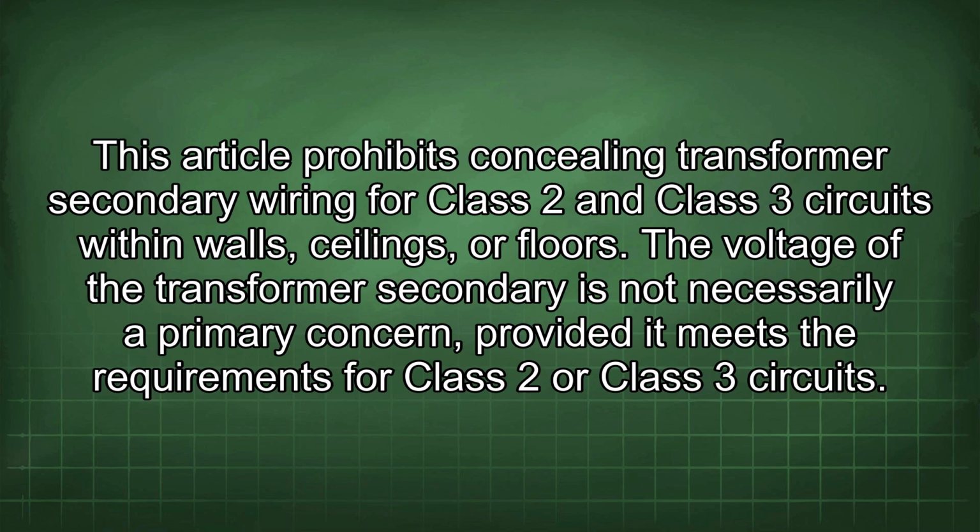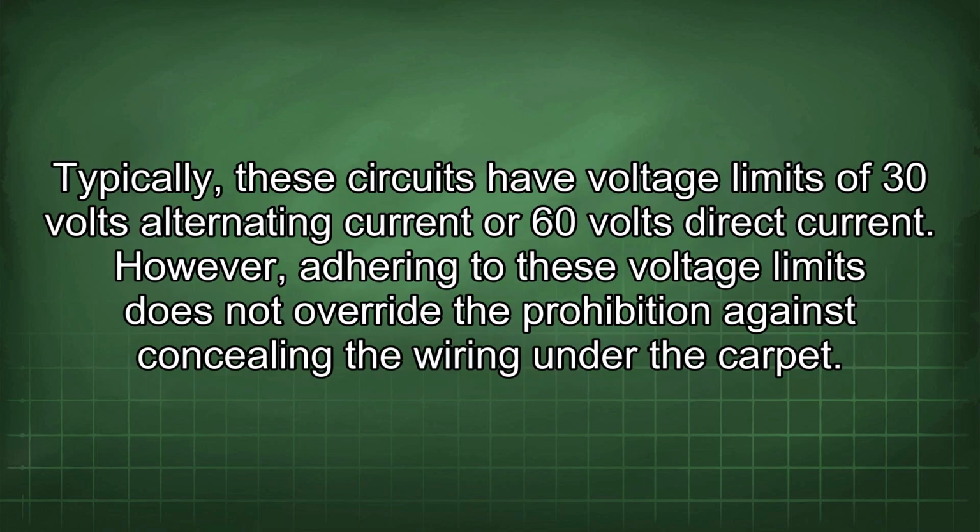The voltage of the transformer secondary is not necessarily a primary concern, provided it meets the requirements for Class 2 or Class 3 circuits. Typically, these circuits have voltage limits of 30 volts alternating current or 60 volts direct current. However, adhering to these voltage limits does not override the prohibition against concealing the wiring under the carpet.